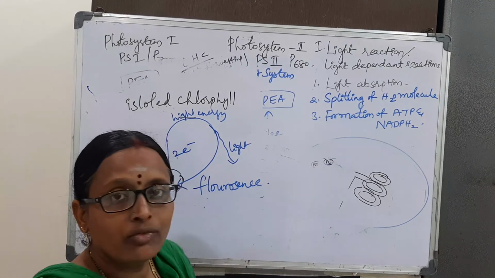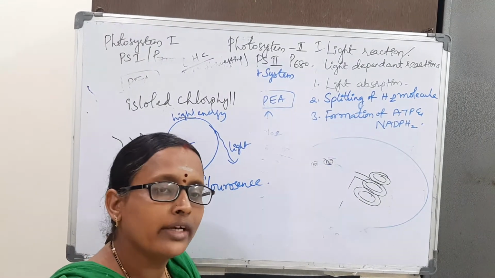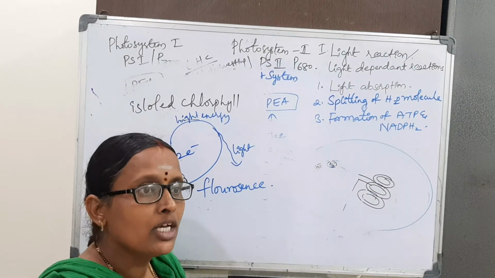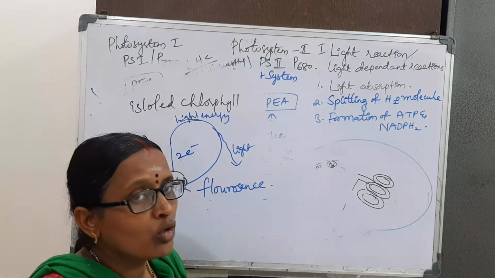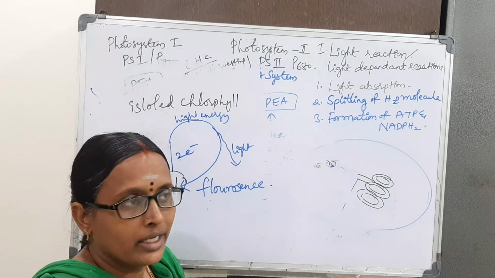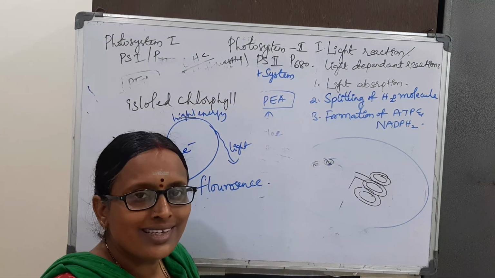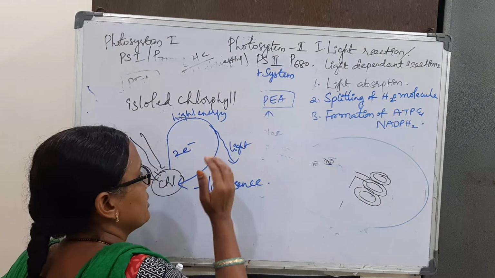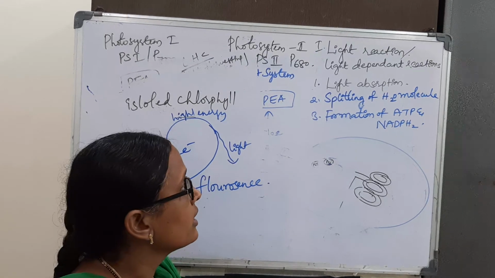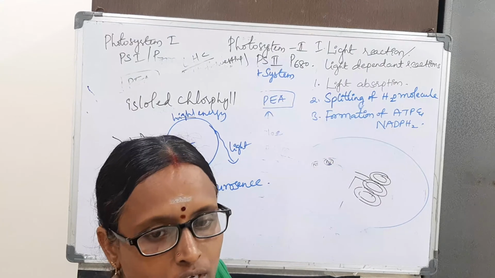What is the meaning of fluorescence? In the experimental condition, when we isolate the chlorophyll molecule and expose it to light, the excited electrons come out and again return to the chlorophyll molecule. While they come down to the lower energy level, they release the energy in the form of light. That process is known as fluorescence. In the next part we will see non-cyclic and cyclic photophosphorylation.